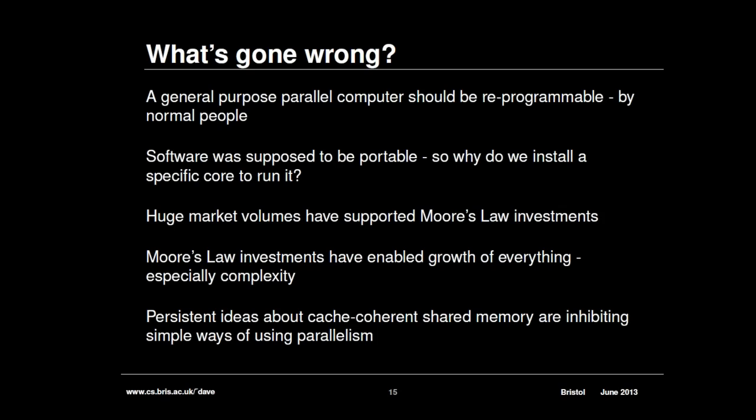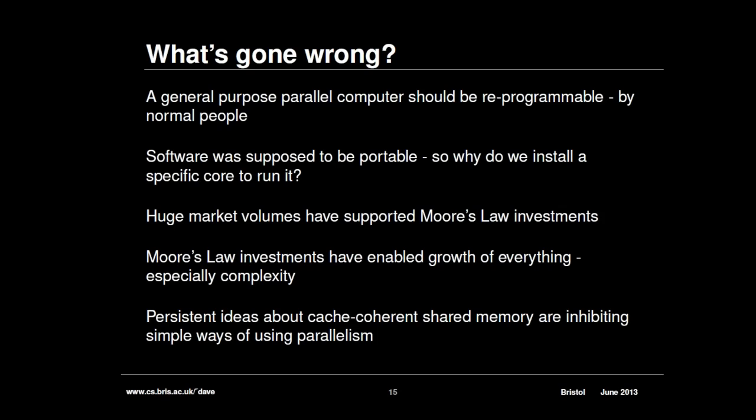That's why these specific application processors are being embedded. And of course, as the systems scale up, if you're going to have to put specific cores in to run specific blocks of software, then you're certainly going to get heterogeneity. It's not going to be very easy to manage, but there we are. Of course, we have this phenomenon that big market volumes have supported this Moore's law investment, and that's enabled growth of everything, especially complexity. So that's the underpinning issue here, that you've got a very large market supporting investments in very specific areas, like graphics and so on.